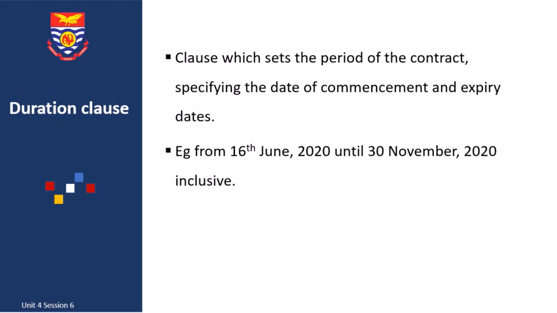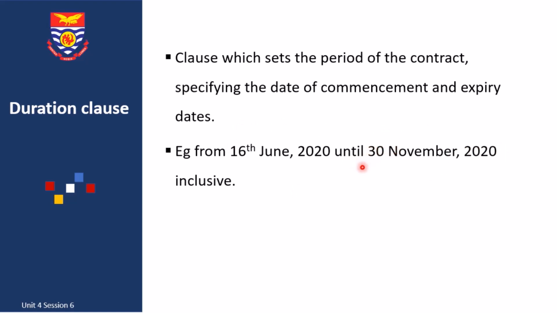The duration clauses. Duration clauses are basically inserted into a contract to specify the date of commencement and the date of expiry for the contract. That is the date that the contract is considered to be effective. So, for example, it may be stated explicitly in the contract that the contract period begins from 16 June until 30th November inclusive, such that from this time to this time the contract is considered effective and the contract should have been discharged after this date.